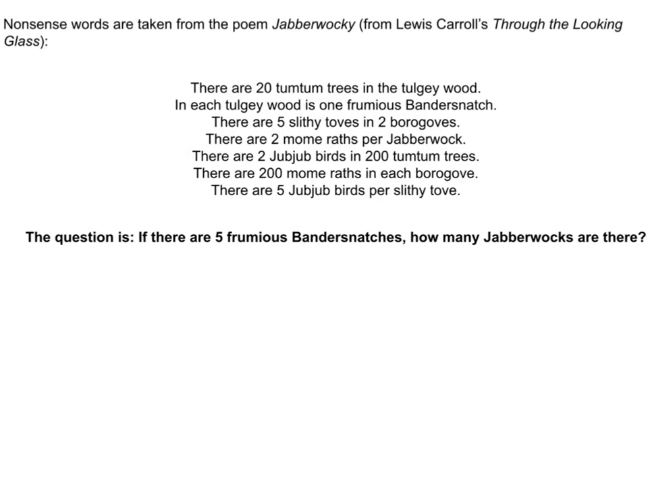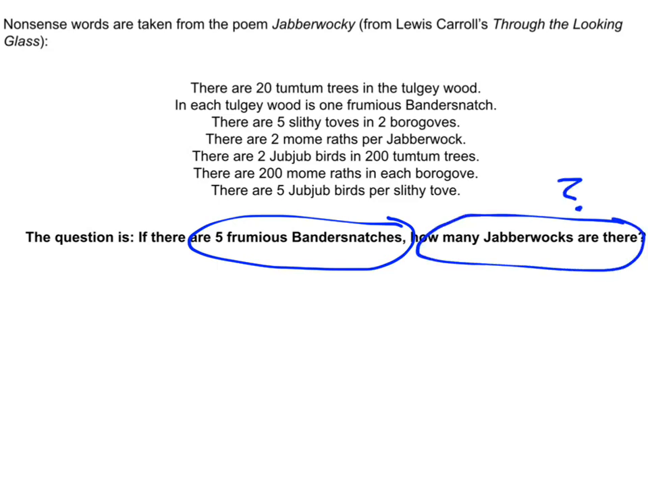So let's say that for some weird reason you need to know if there are 5 frumious bandersnatches, how many Jabberwocks are there. Again, let's use that same process to try to understand this. And again, understanding does not mean knowing what these words actually mean, but we have some information to begin with, 5 frumious bandersnatches, and then some information that we need to figure out, how many Jabberwocks. And then we'll just let the units guide us.